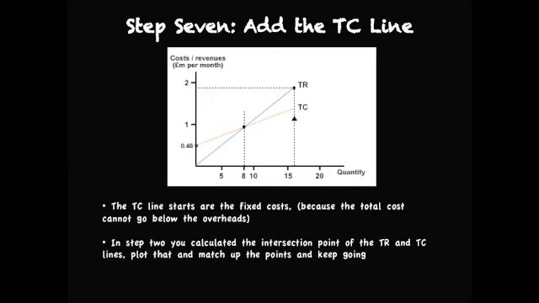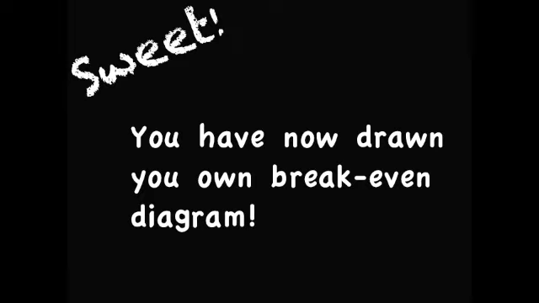And last but not least, step 7, adding the total cost line. The total cost starts at the fixed cost, and in step 2 you had calculated the intersection point of the total cost and the total revenue lines, the BEP. So just connect those points and keep going through. And now you have created your own break-even diagram.